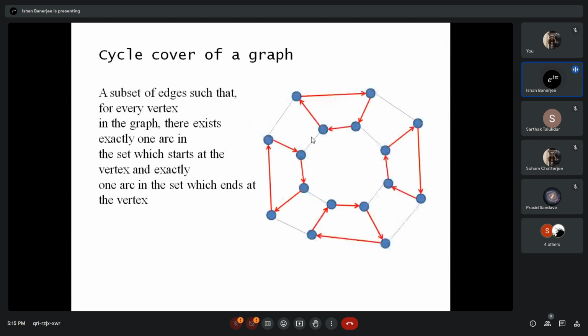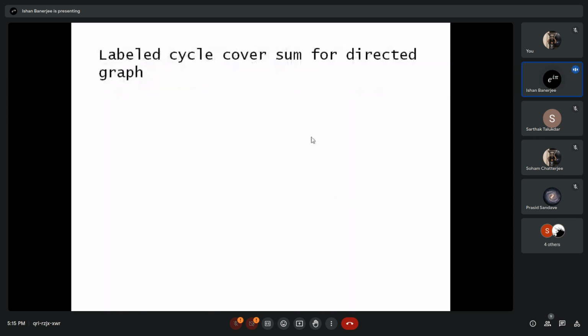If we have a close look at this, we see that these are all disjoint cycles which are covering all the vertices. So this is why we have the name cycle cover of a graph, because we just have disjoint cycles which cover all the vertices of the graph. Now we will define what a labeled cycle cover sum for a directed graph is.